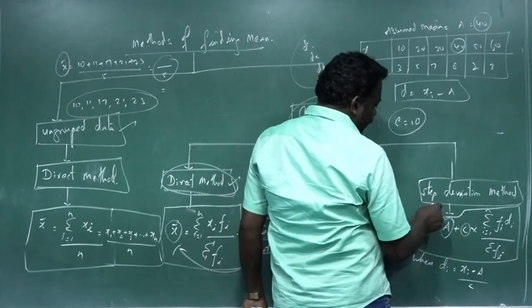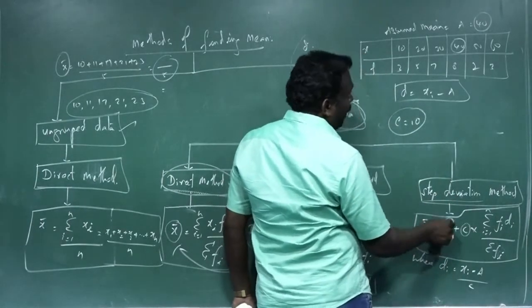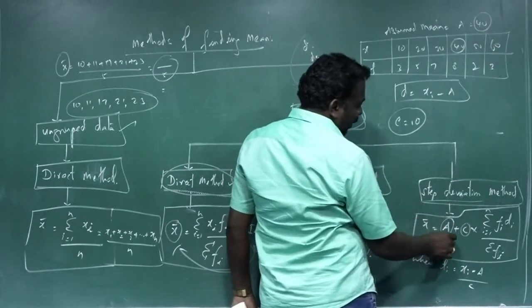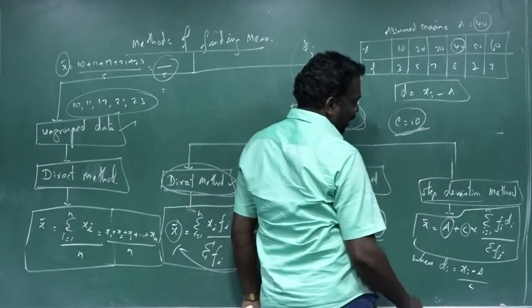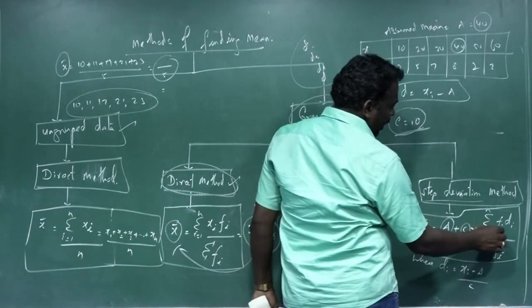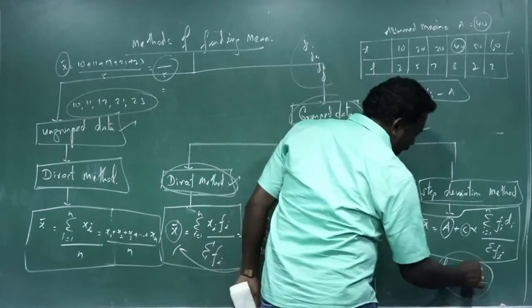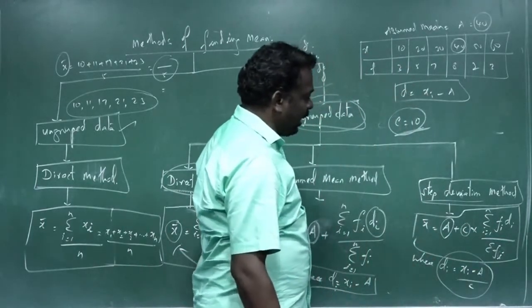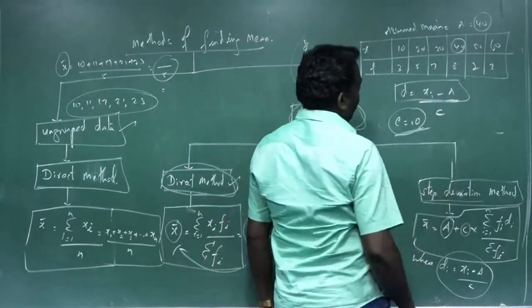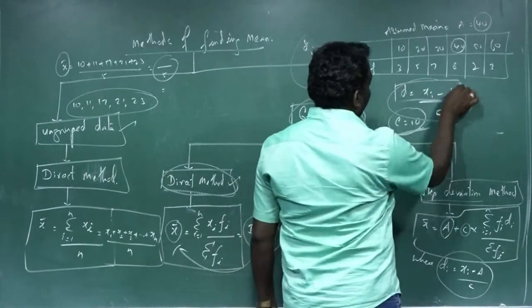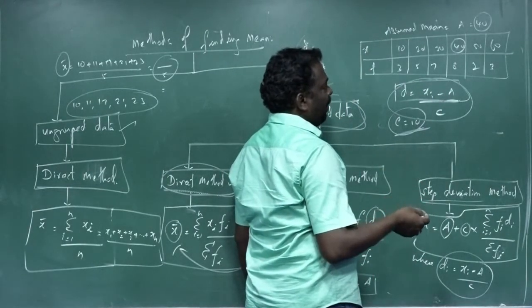Therefore, applying the step deviation method, the arithmetic mean x bar is equal to the assumed mean, here 40, plus c, the common class interval, 10, into the summation, i takes values 1 to n, of fi di, divided by the summation of fi. Here d is defined as xi minus a, divided by c. So here we have to divide by c. So d is the difference of the x value and the assumed mean, divided by c.